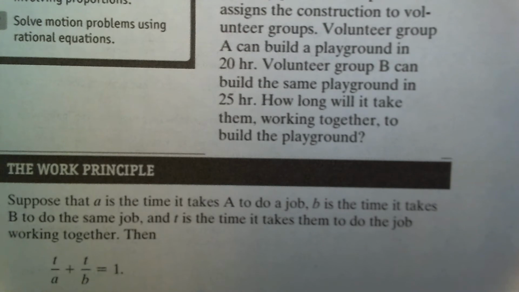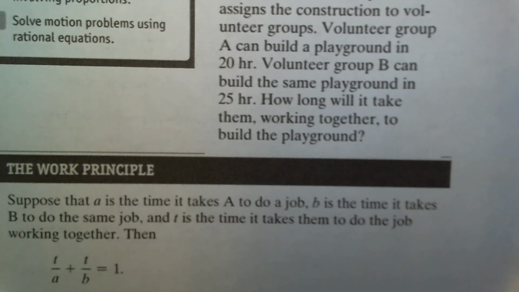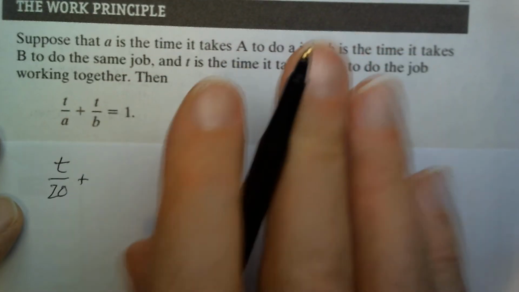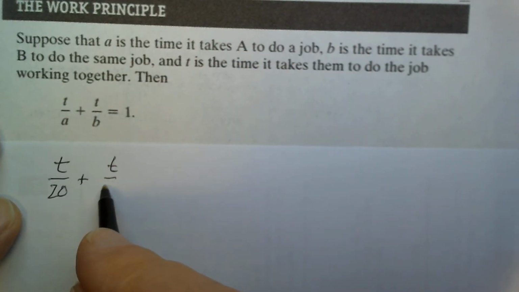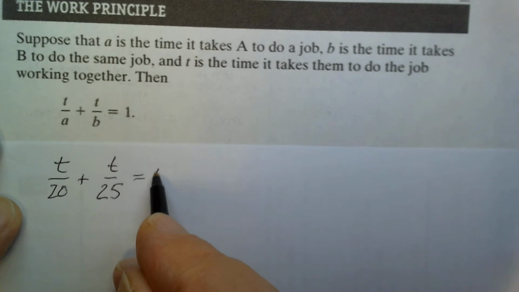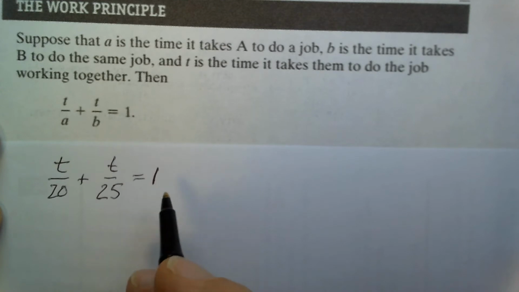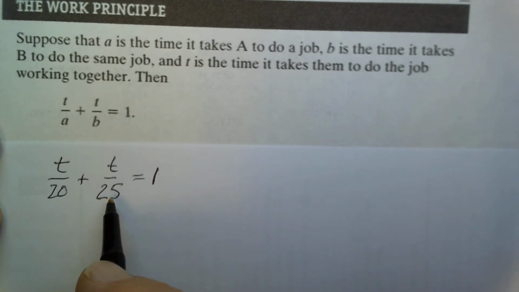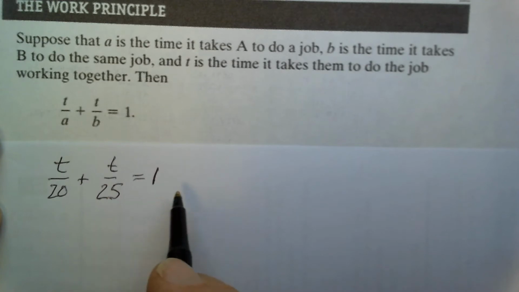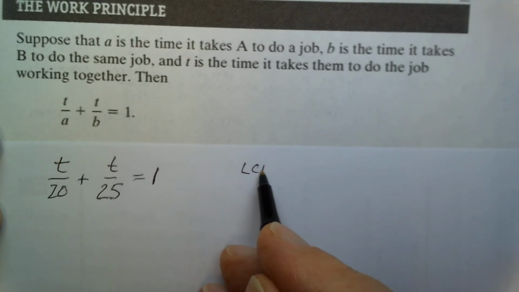Applying this work principle to the current problem, we get the following rational equation: T, the time we want to find, divided by 20, plus T divided by 25, that's for group B, equals 1. And the 1 stands for one job, or one playground, that they build together. We know how to solve these types of rational equations. We multiply by the LCM, which is 100 in this case.